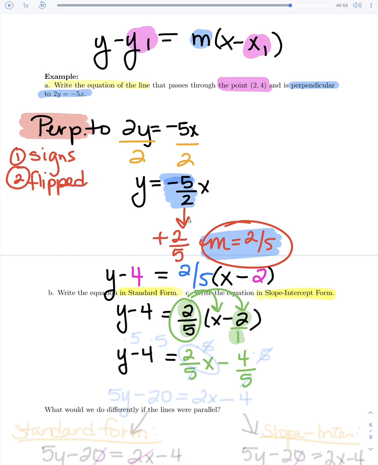Now, just like the last one, if you really don't like fractions, you can get rid of them by multiplying everything on both sides by 5.